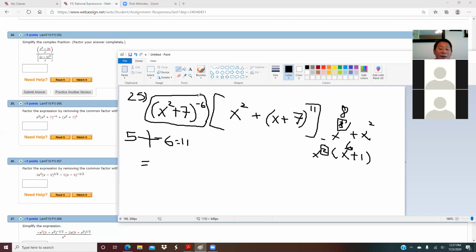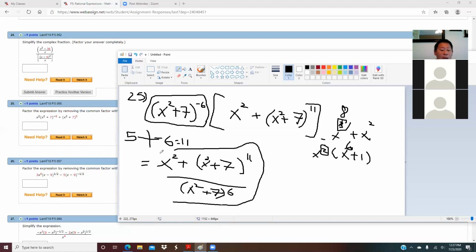Okay. So your final answer for question 25 in this case is going to be x squared on top, and then also x plus 7 to the power 11. x squared, sorry, there's a square inside there. I didn't see the square. And then the x squared plus 7 to the power of 6 will be down there. And this is your answer here. And again, you cannot cancel anything. So it's one big chunky answer in this case.